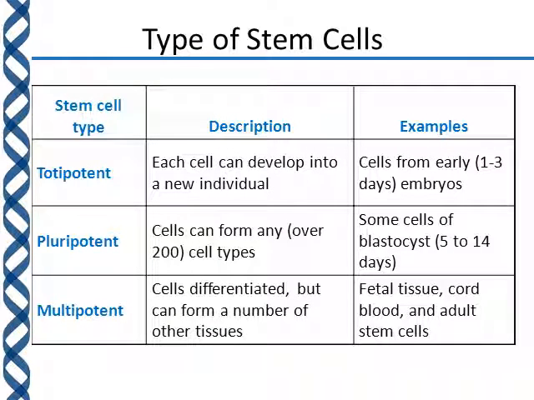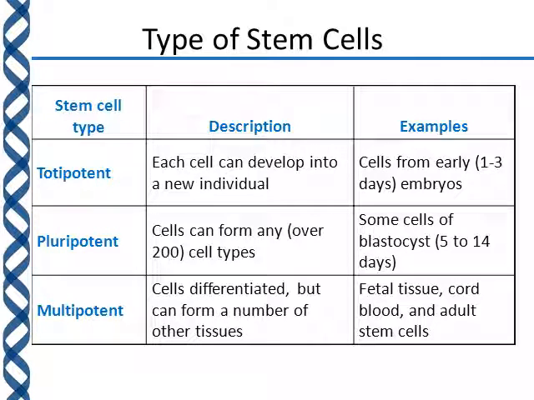So here is a little bit better description. The totipotent cells, each cell can develop into a new individual. These are cells from early embryos, days 1 through 3. The pluripotent stem cells, these are cells that can form any of over 200 cell types. These are cells that are derived from the inner mass of the blastocyst at days 5 to 14.